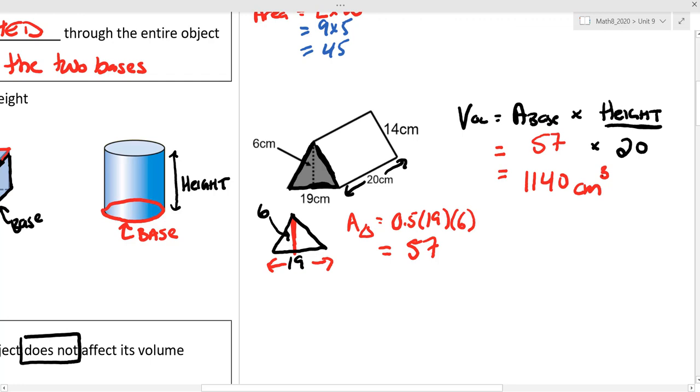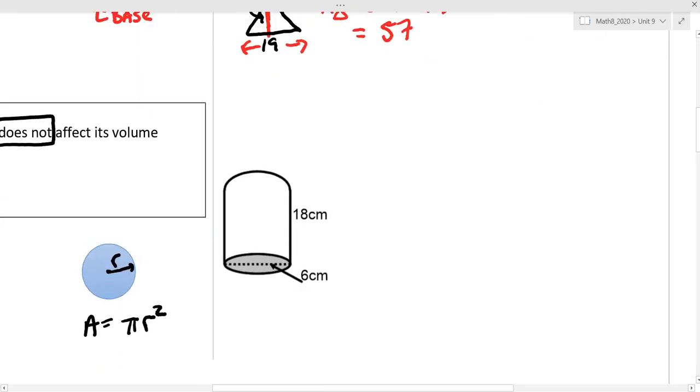Not too bad. I think the triangle is the hardest one because we use the word base twice and we use the word height twice, referring to two different bases, two different heights. Okay, last shape.